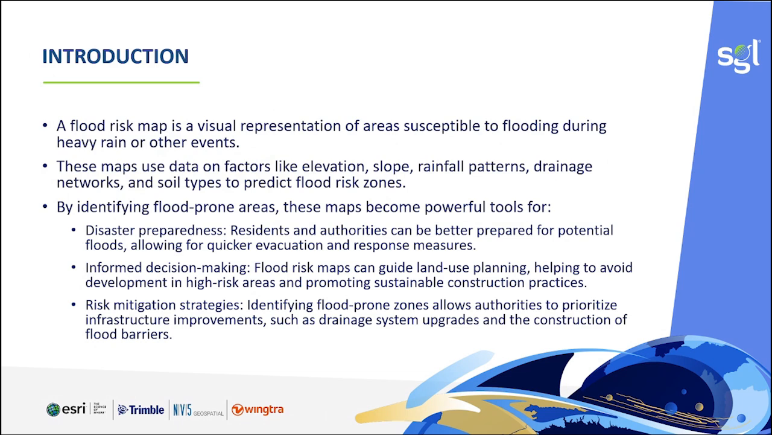By definition, a flood risk map is a visual representation of an area that is highly prone to flooding during a heavy downpour. These maps use data on factors like elevation, slope, rainfall patterns, drainage networks, and soil types to predict flood risk zones. In turn, these maps become powerful tools for disaster preparedness, informed decision making, and risk mitigation strategies, among others.